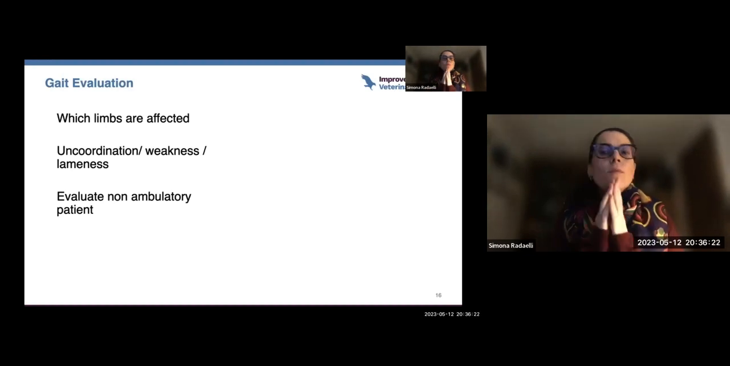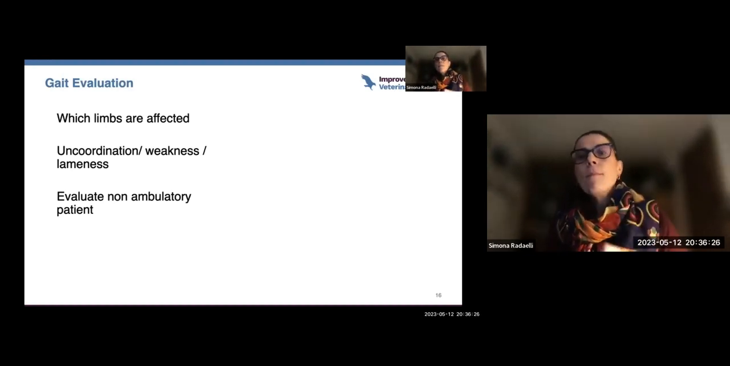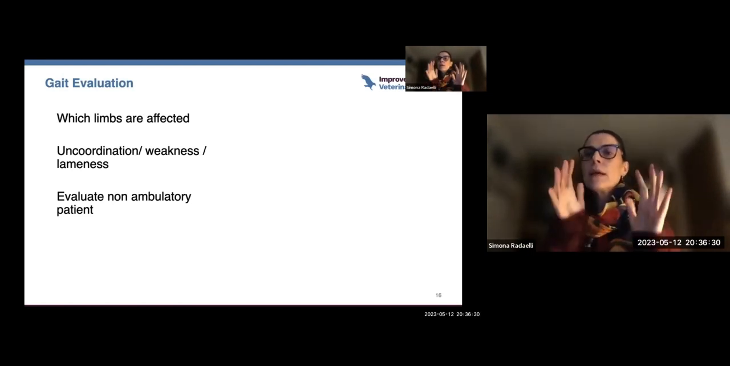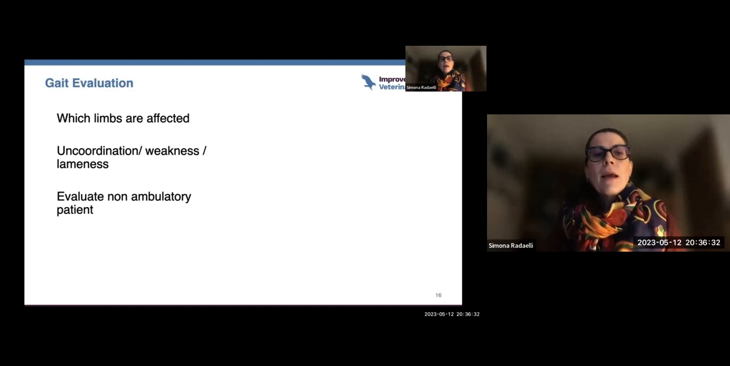When we evaluate the gait, we need to understand what limbs are affected. Make sure you look at the animal walk on a corridor, on a lead, back and forth as many times as you need to make sure you're trying to understand which legs are affected and the type of abnormal gait.